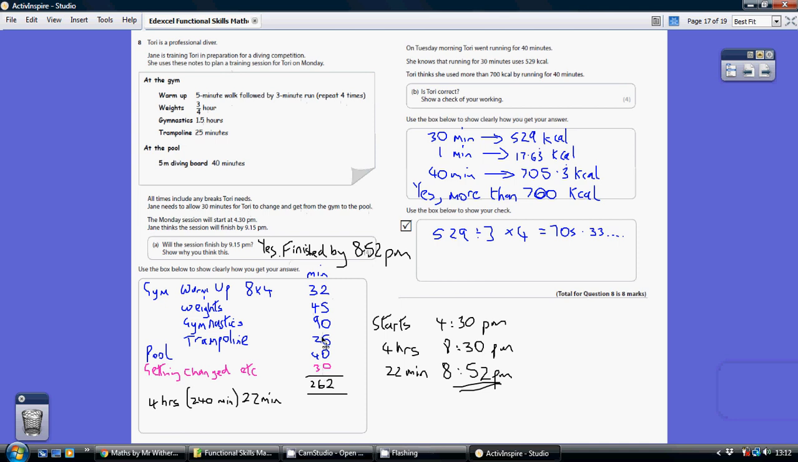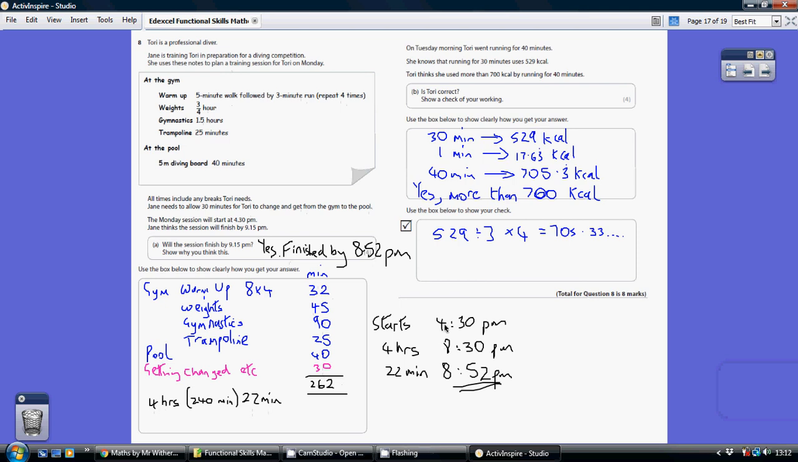Now we add all of those minutes up, we get 262 minutes. Now there are 60 minutes in an hour, 60 times 4 is 240. So 4 hours uses up 240 minutes of this, leaving us with a further 22 minutes. So the whole lot of activities take 4 hours and 22 minutes.